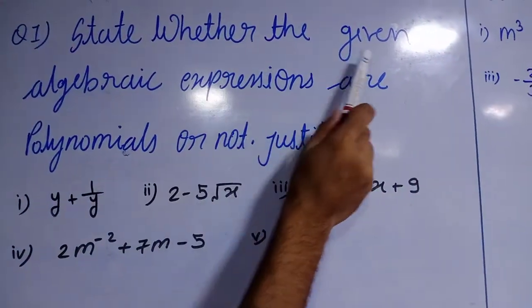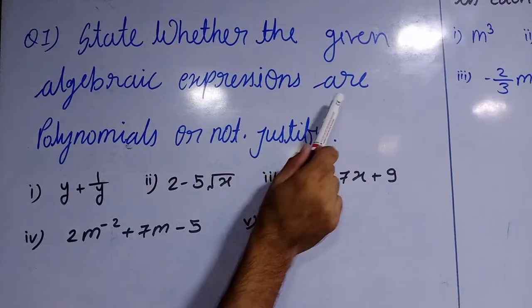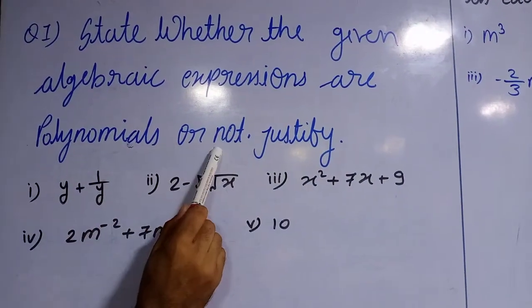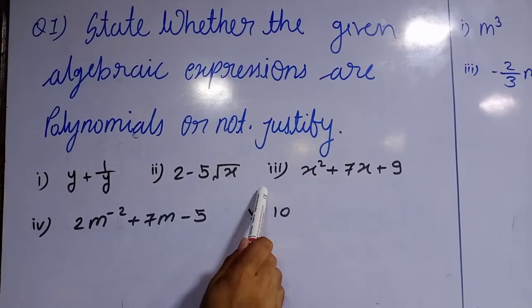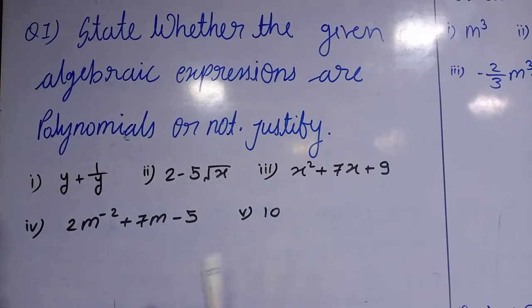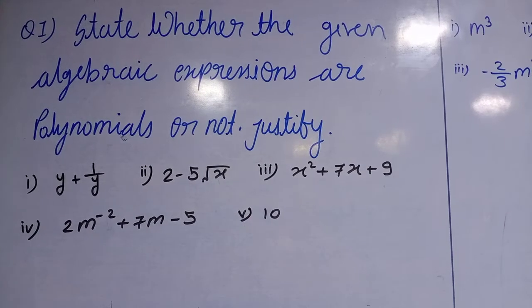State whether the given algebraic expressions are polynomial or not. Justify the answers. Means we have to identify and explain why that is a polynomial, or why that is not a polynomial. We have to justify our answer.